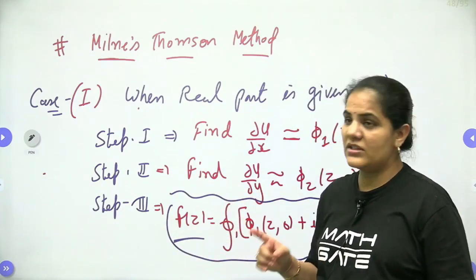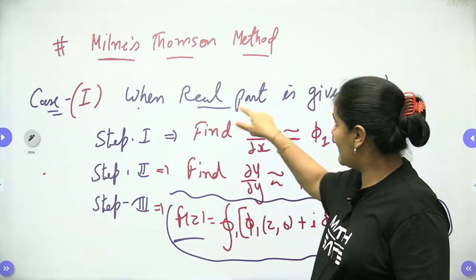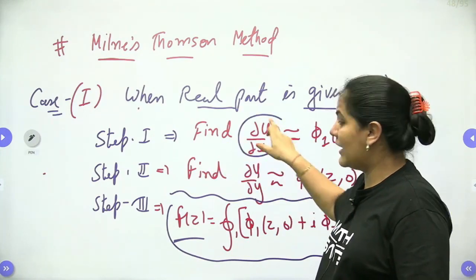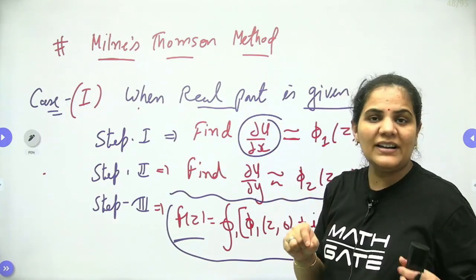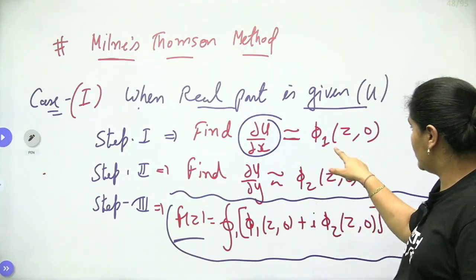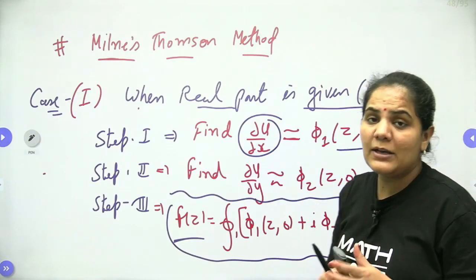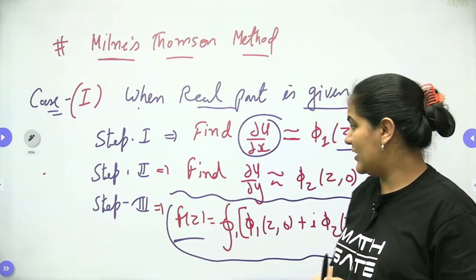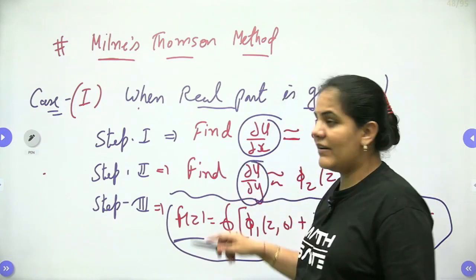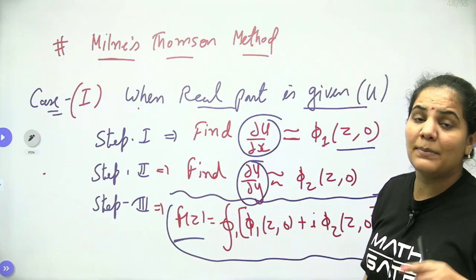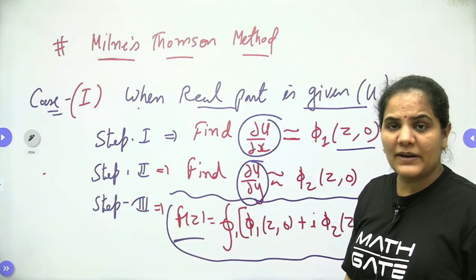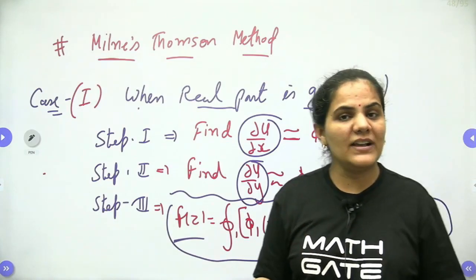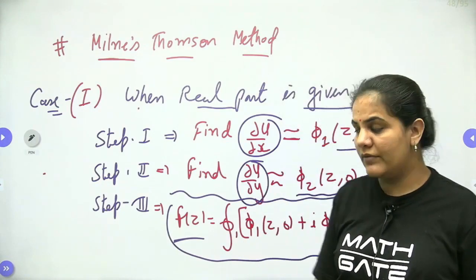So let me repeat the process. Whenever the real part is given to you, first of all you will find the derivative of the real part with respect to x, and put that derivative equals to phi 1 (z, 0). Now phi 1 (z, 0) means in place of x you will put z, and in place of y you will put 0. The second step is del u by del y. You will find the partial derivative of u with respect to y, and put it equals to phi 2 (z, 0), meaning in place of x similarly z, and in place of y you will put 0.